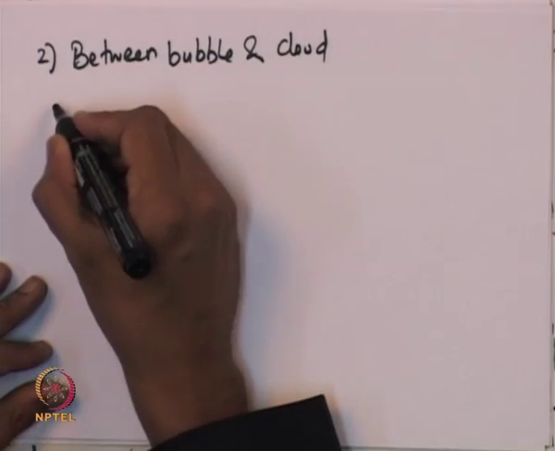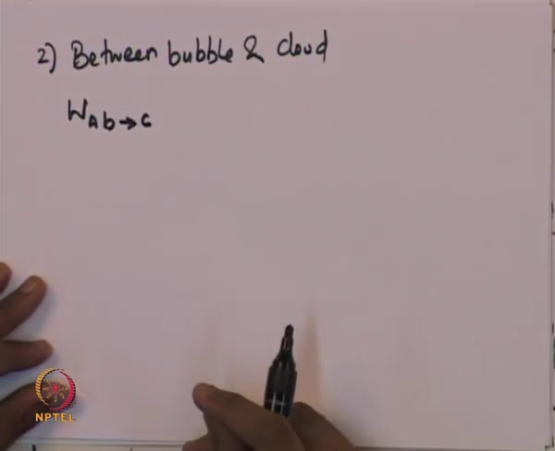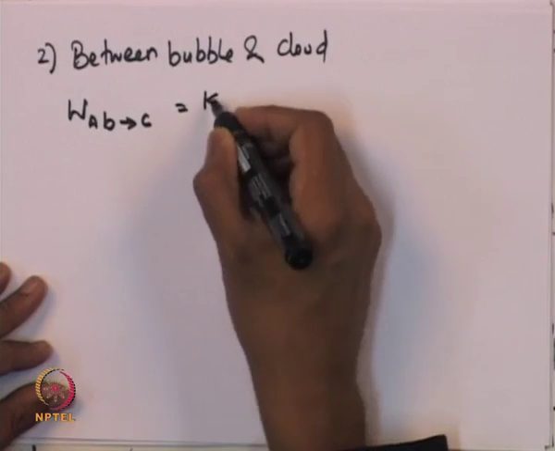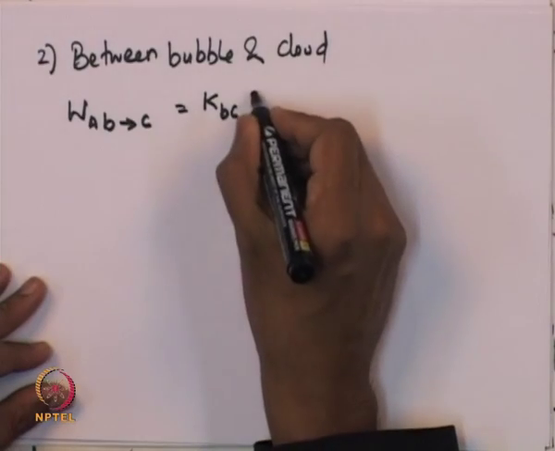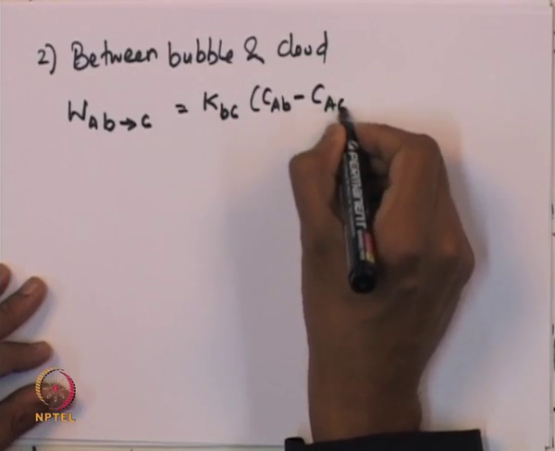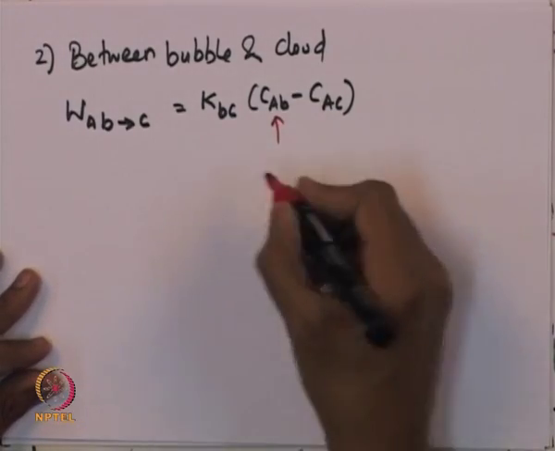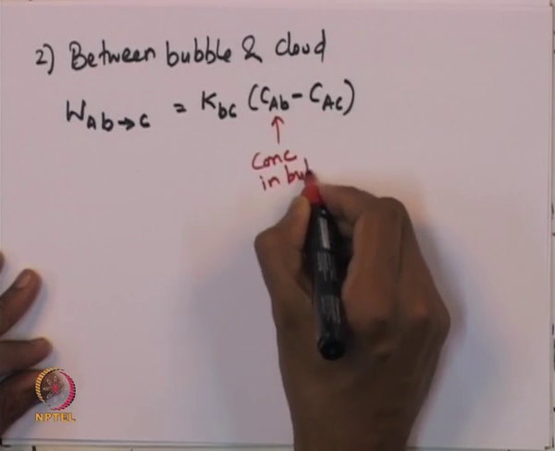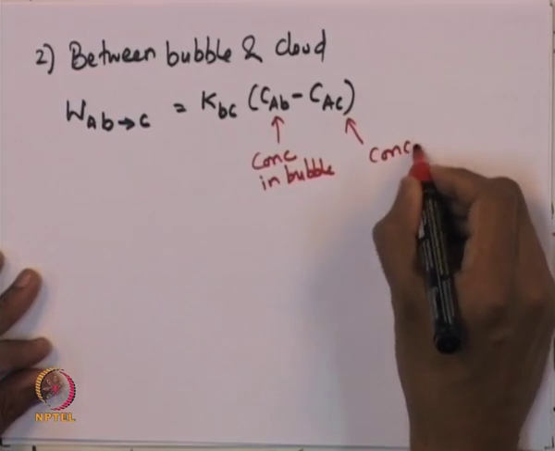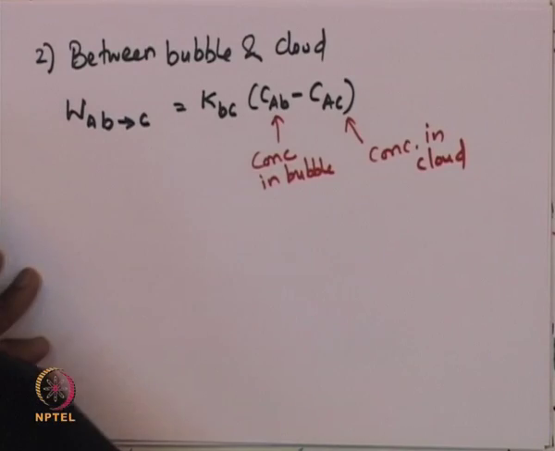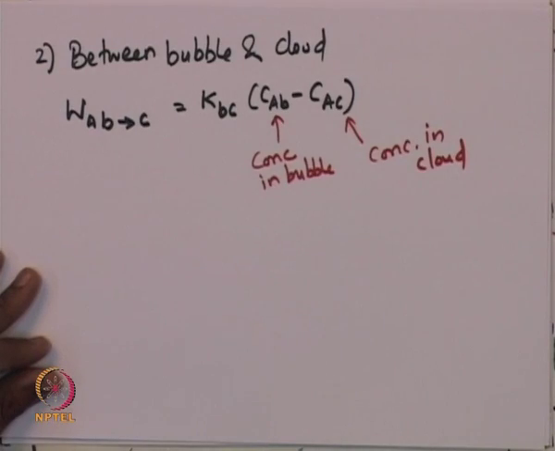Let us first look at the transport of the reactant from the bubble to the cloud. Suppose A is the reactant. The flux at which species A is transported from the bubble to the cloud is given by the mass transport coefficient KBC multiplied by CAB minus CAC, where CAB is the concentration of the species in the bubble phase, and CAC is the concentration in the cloud phase. So this expression provides the flux at which the species is transported from the bubble phase to the cloud phase.